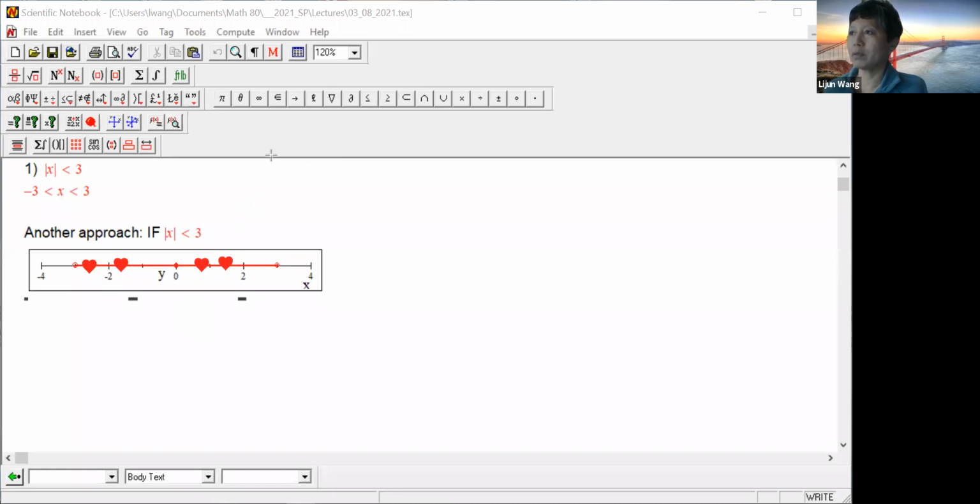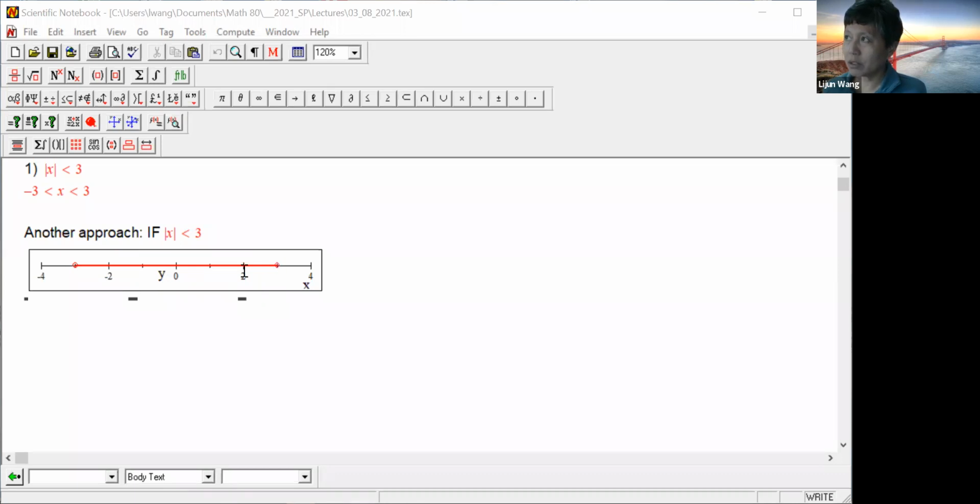So where do you find those numbers? Of course, you're going to find your numbers all here. All of these are solutions because every one of them has a distance to the origin which is less than 3. You follow me? So this is the horizontal line you probably have seen before. And then you just have to express it properly.